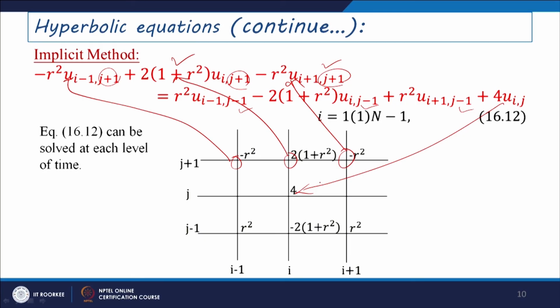And if you go to the j minus 1 step values, i minus 1 takes the coefficient r square, the middle takes minus 2 into 1 plus r square, and the i plus 1 takes the r square term here. So, this forms the complete molecule for this equation.